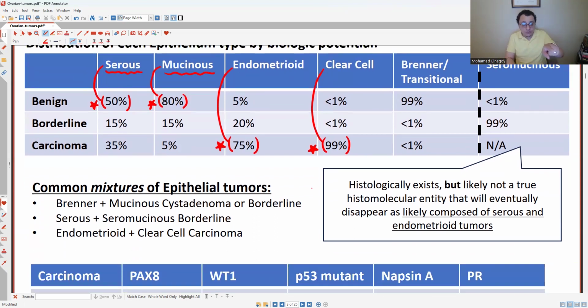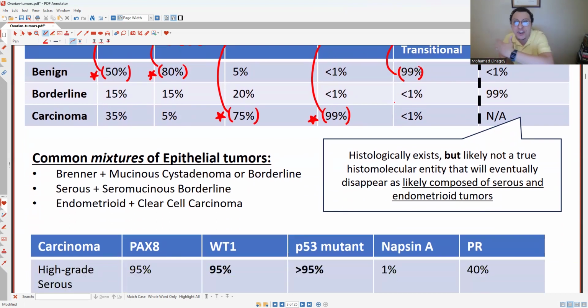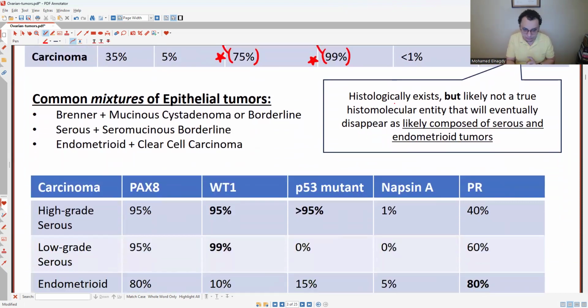Okay? So these are the things that I need you to memorize from this table: serous and mucinous most likely come in the benign flavor. Endometrioid and clear cell most commonly come in the malignant flavor. Brenner also comes most likely, 99%, as benign Brenner tumor. And that's why you would never, ever encounter a question in the board Q banks or in your board exam testing you about a malignant Brenner case.